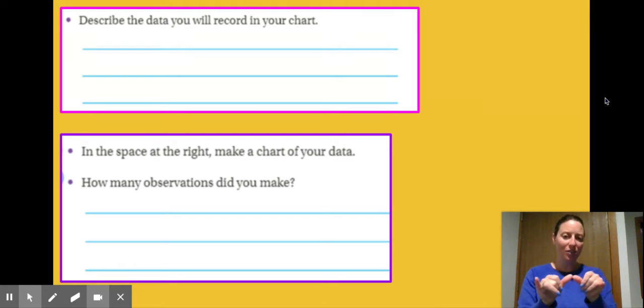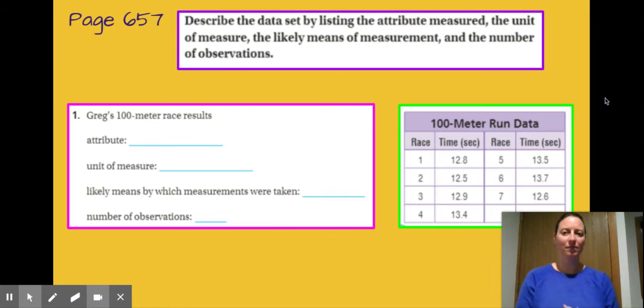It says Greg's 100-meter race results, and then it lists attributes, unit of measure, likely means of how they measured, and your observations.